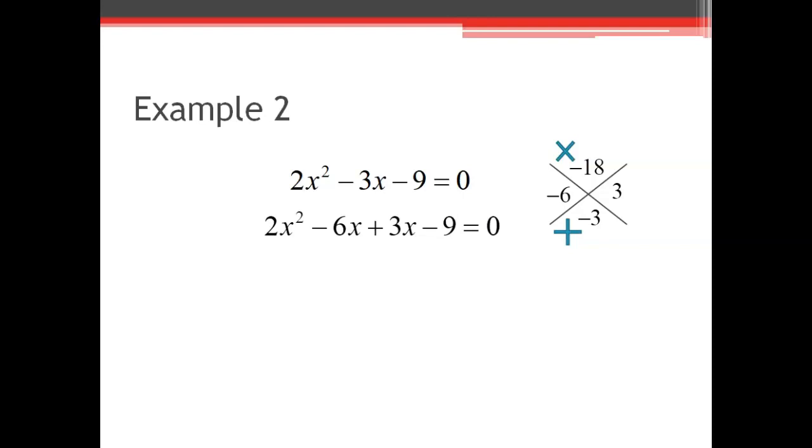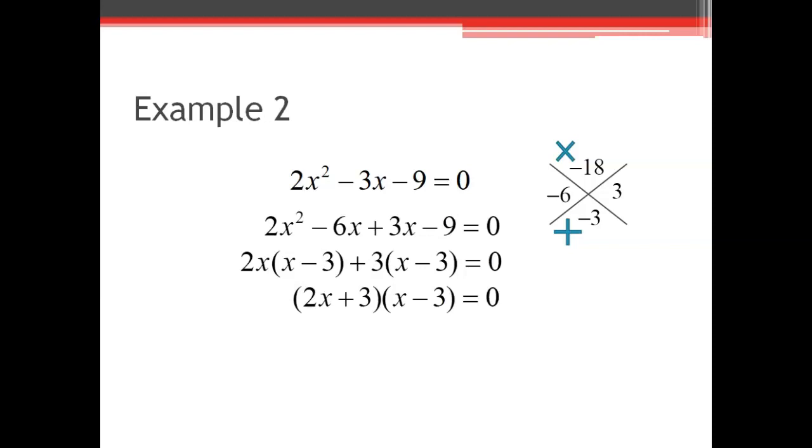All right, so now we're going to factor out the GCF from the first 2 terms, and then factor out the GCF from the last 2 terms. In the first 2 terms, we can factor out a 2x, leaving us with x minus 3. And in the last 2 terms, we can factor out a 3, leaving us with x minus 3. Now, if you've done this correctly, what's inside the parentheses should always be the same. So that leaves us with 2x plus 3 and x minus 3.